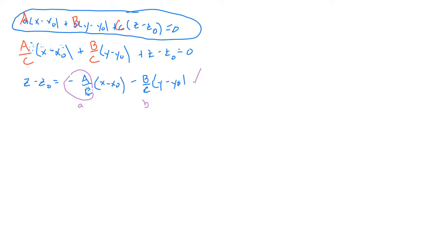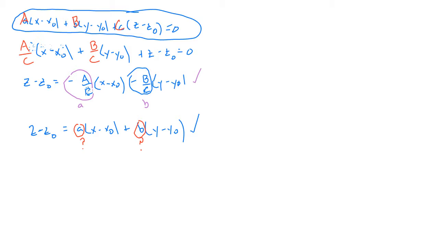Okay, so they're going to replace these constants with little a and little b. And so z minus z sub 0 is going to equal little a times x minus x sub 0 plus little b times y minus y sub 0. Okay, so our tangent plane is going to have this equation. The question is, what's little a going to be? What's little b going to be? For this tangent plane to our surface at the point P.